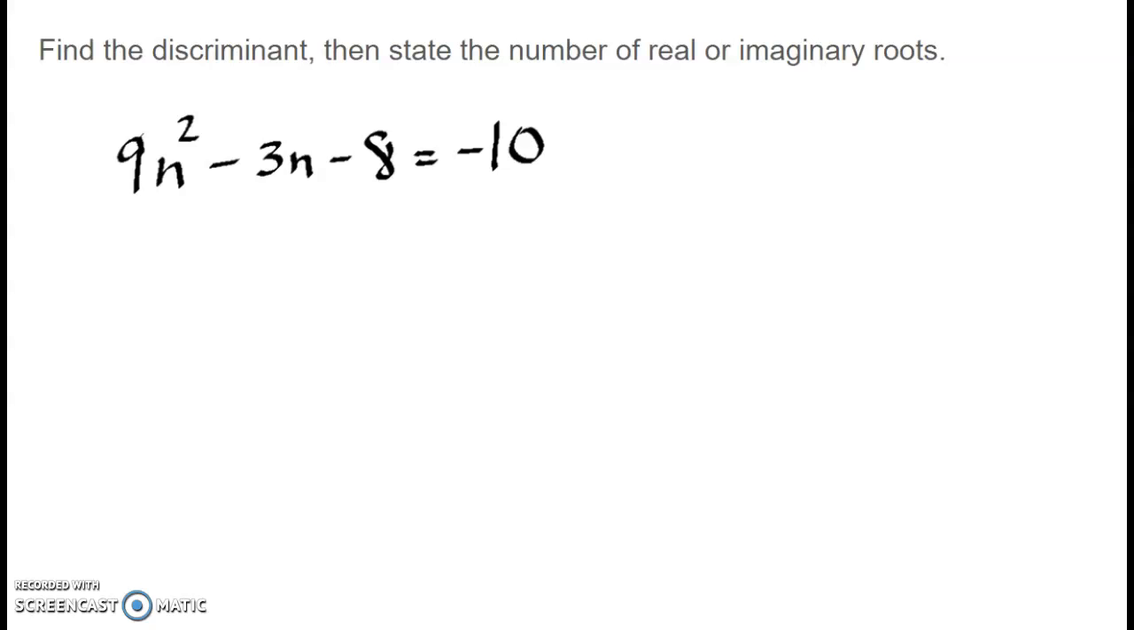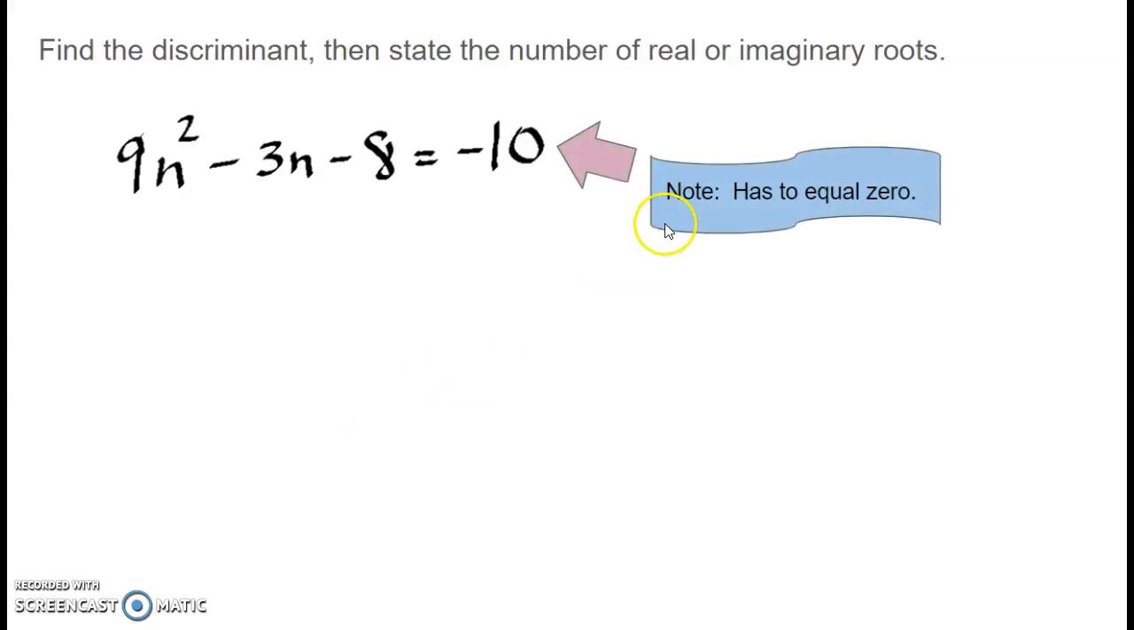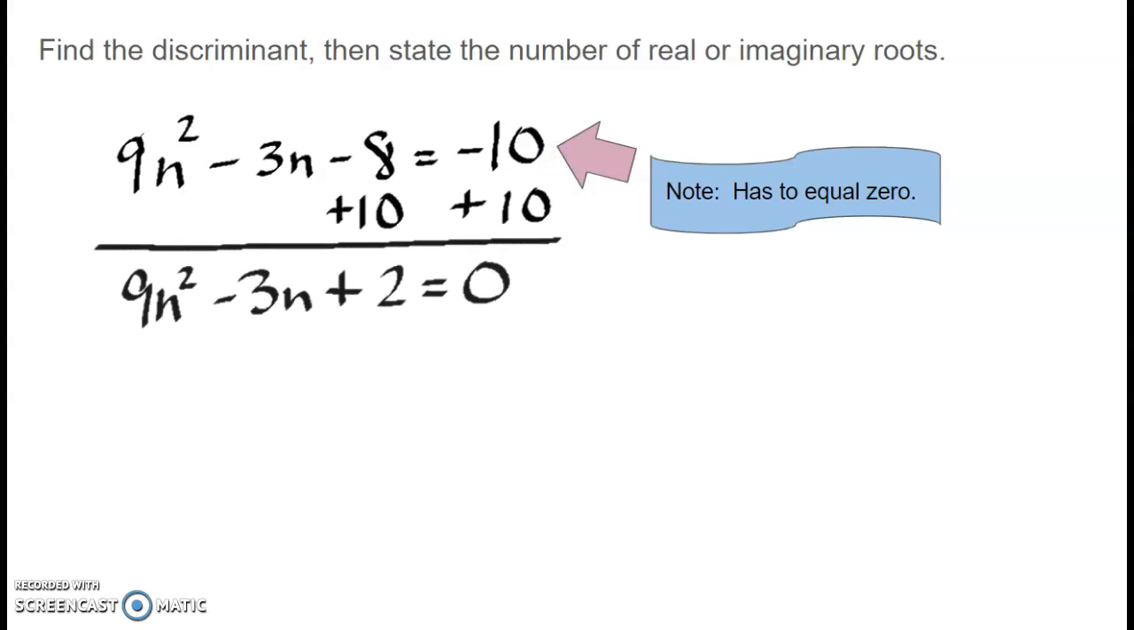So we're supposed to find the discriminant, then state the number of real or imaginary roots. So I have 9n squared minus 3n minus 8 equals negative 10. Note that this side has to equal 0, just like anytime else we see one with a squared, one without a squared, and one with no variable at all, I always say get it equal to 0. We have to do the same thing here. So let's add 10 to both sides. We get 9n squared minus 3n plus 2 equals 0.